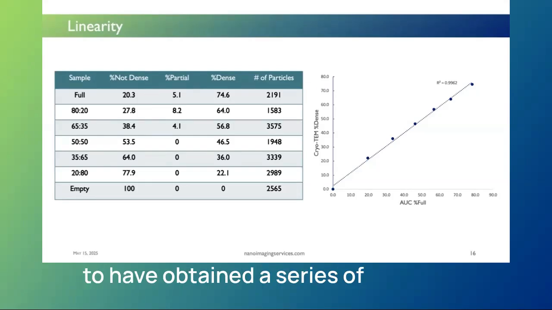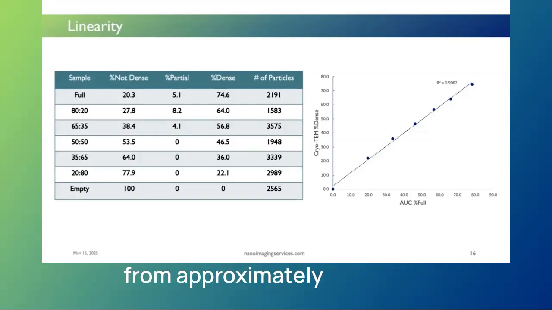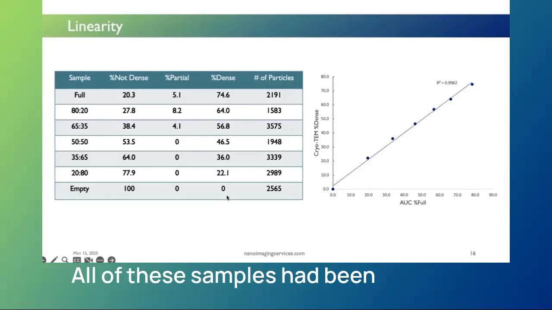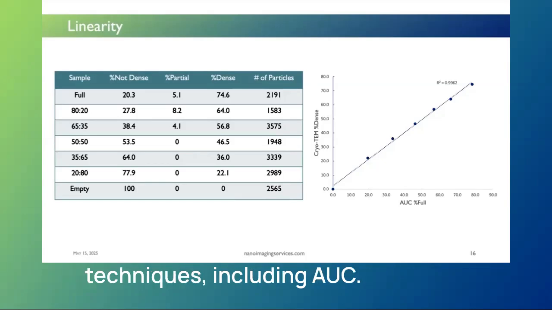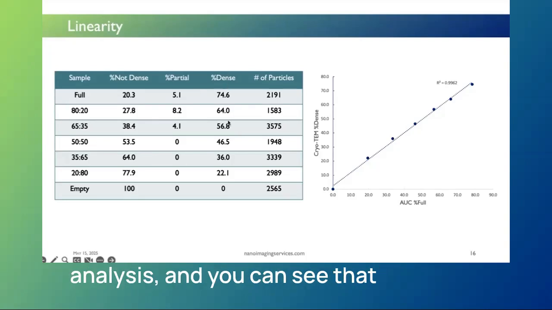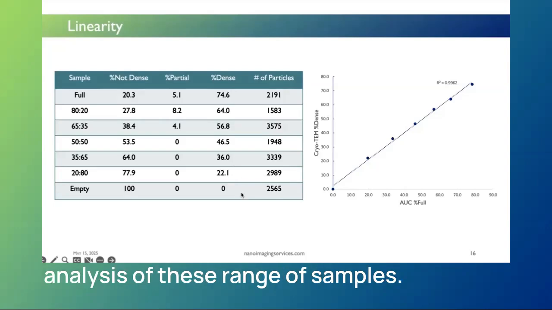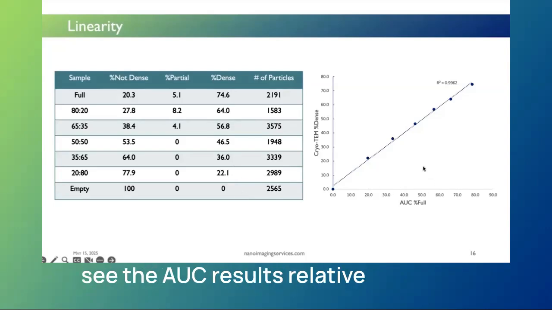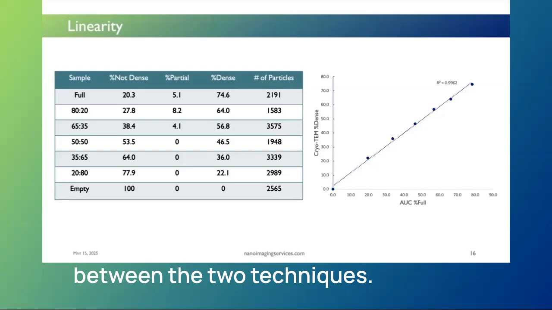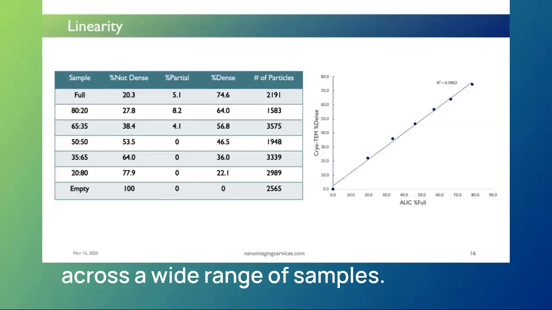So we were very fortunate to have obtained a series of reference samples that allowed us to carry out a linearity study. These samples ranged from approximately 75% full to 100% empty. All of these samples had been analyzed with multiple orthogonal techniques, including AUC. And here you see in the table on the left the results for the Cryo-TEM analysis, and you can see that the results show a nice linear analysis of this range of samples. And then on the right, you see the AUC results relative to the Cryo-TEM results, and it shows that there's a very strong degree of correlation between the 2 techniques. So this demonstrates how well the Cryo-TEM method can perform across a wide range of samples.